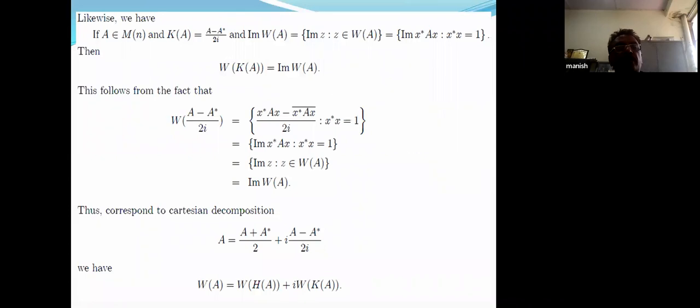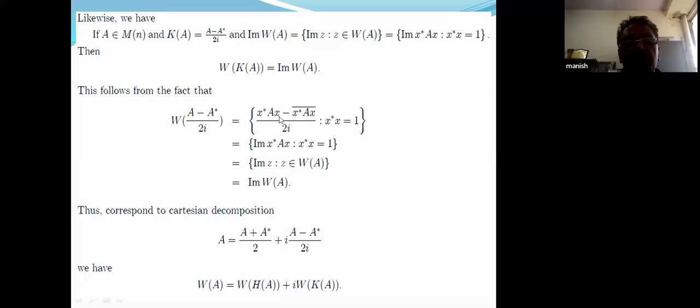Similarly, we can take the imaginary part K of A, this matrix (A minus A star) by 2 iota. Then the imaginary part of W, we take this set: imaginary part of Z, Z belongs to the numerical range of A. Then the numerical range of this K of A is the same as the imaginary part of the numerical range of A. This has the same proof, same calculations.